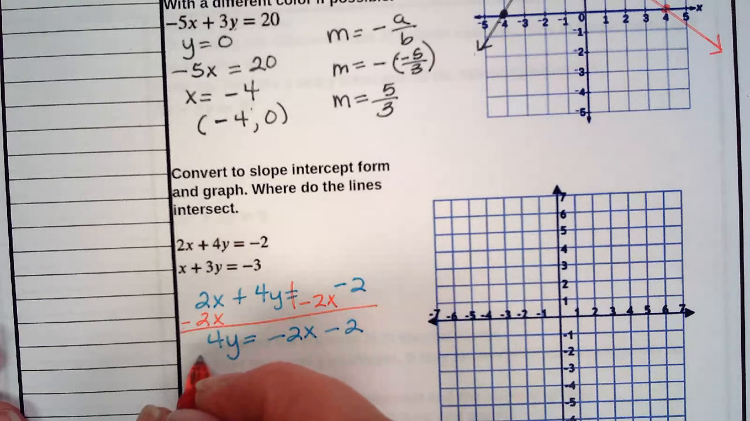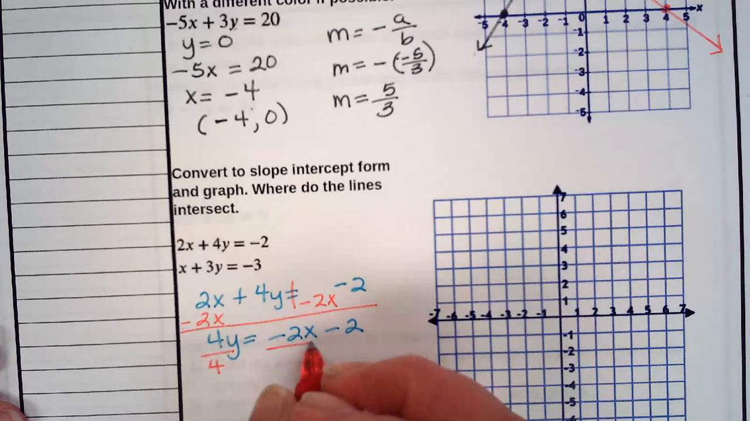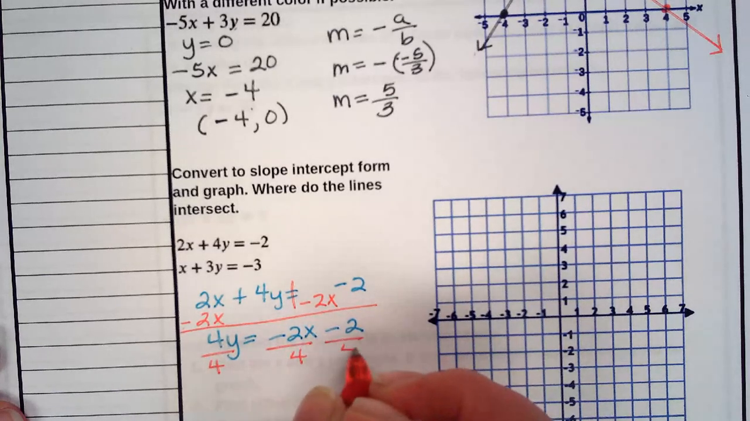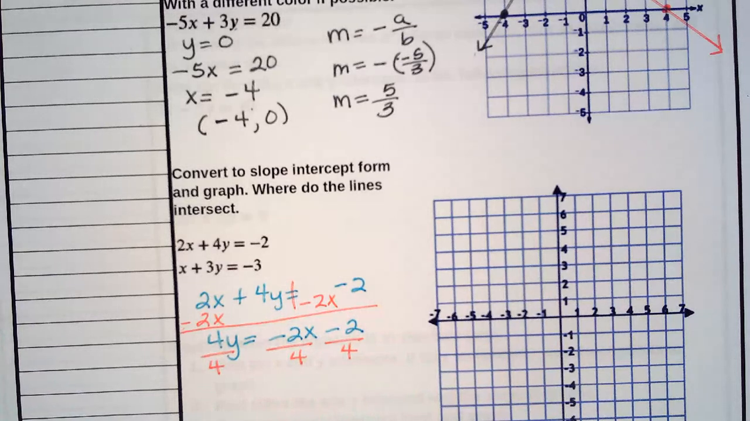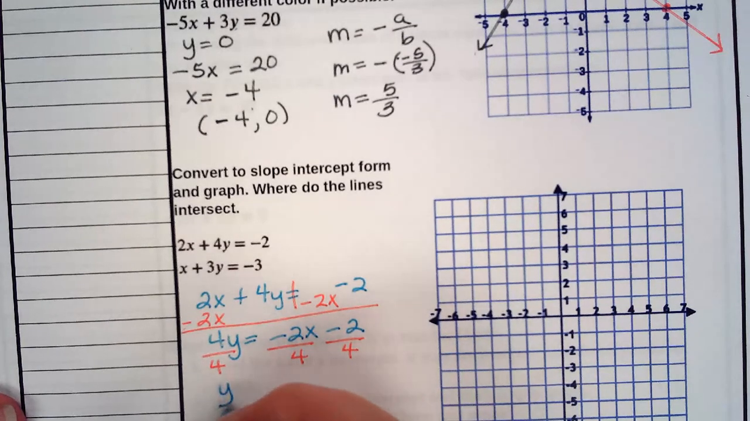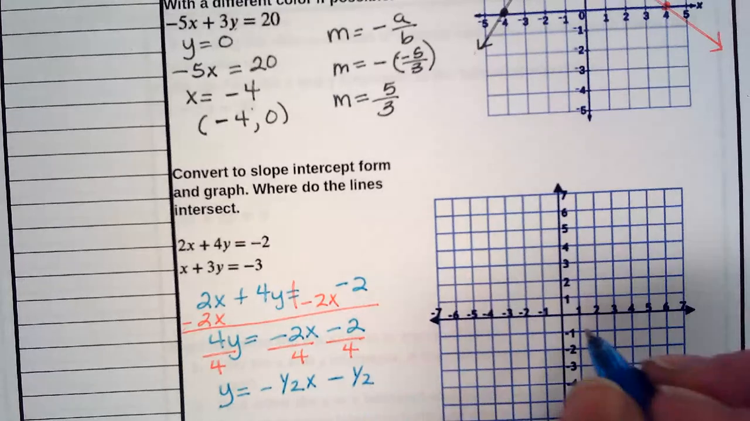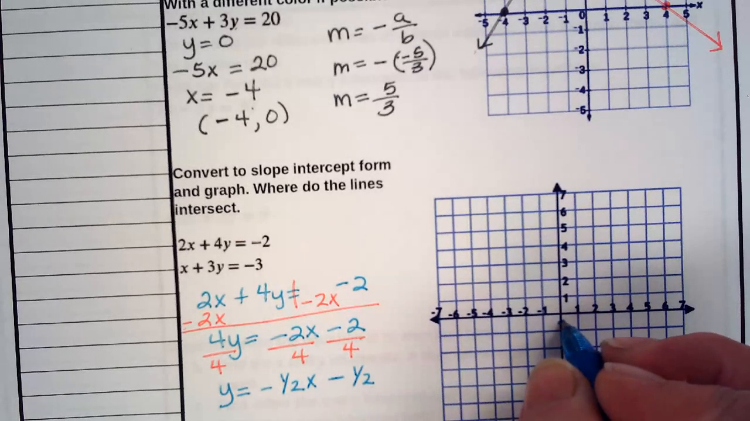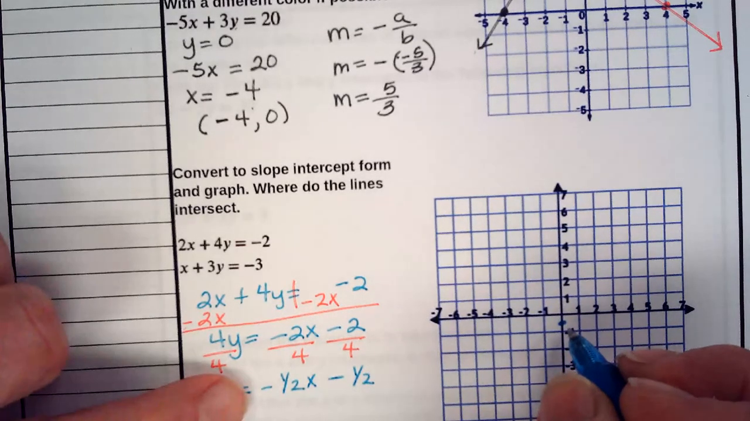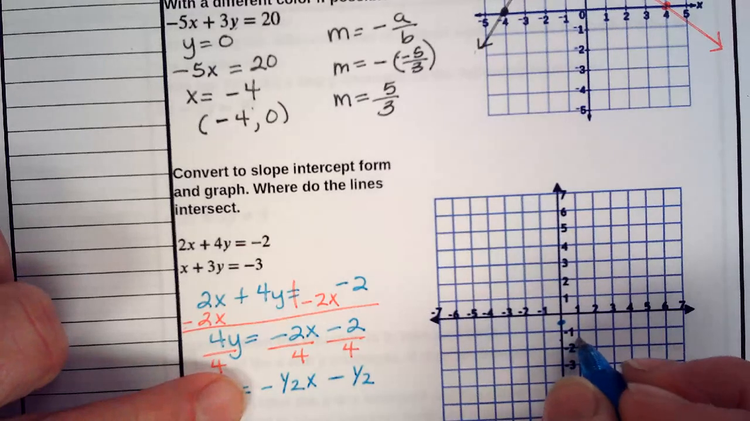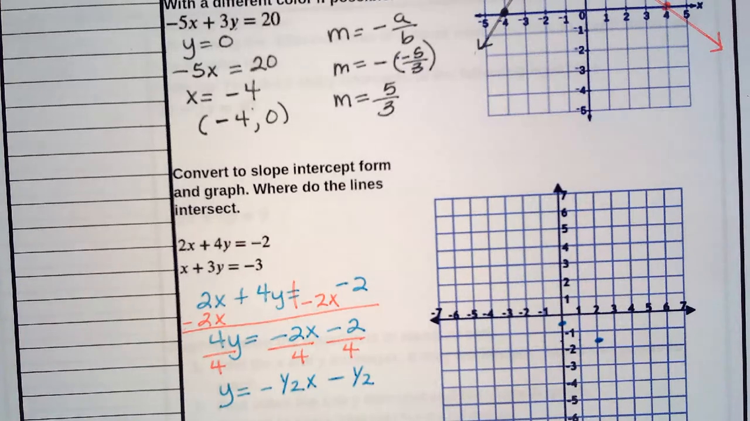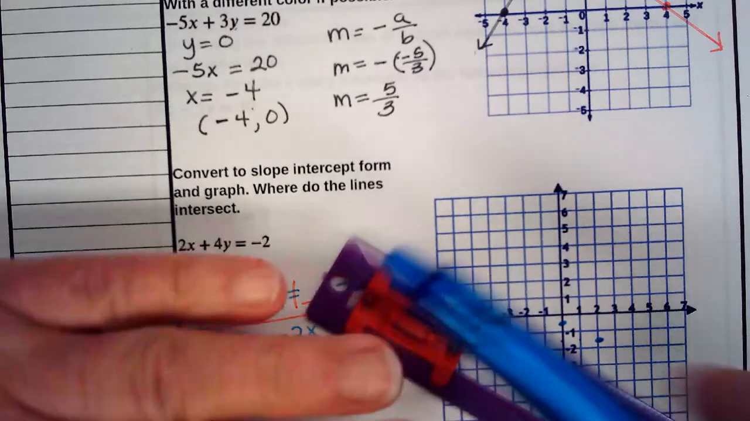Divide by 4. And y is equal to negative 1/2 x minus 1/2. So I start at negative 1/2. I go down 1 and right 2. I can graph that.